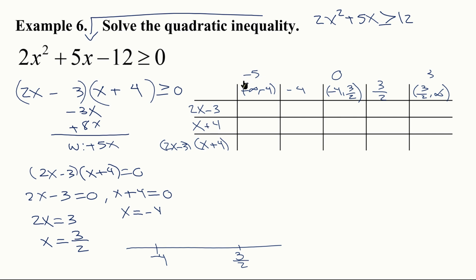So plug in -5 into 2x minus 3. That's going to be -10 minus 3, that's -13, so negative. I don't care about the value, just the sign, right? Now -5 plus 4, that's going to be -1, so that's negative. So the product of these two factors in this region is negative times negative, which is positive. Now at -4 and 3/2, we know the product is going to be 0.